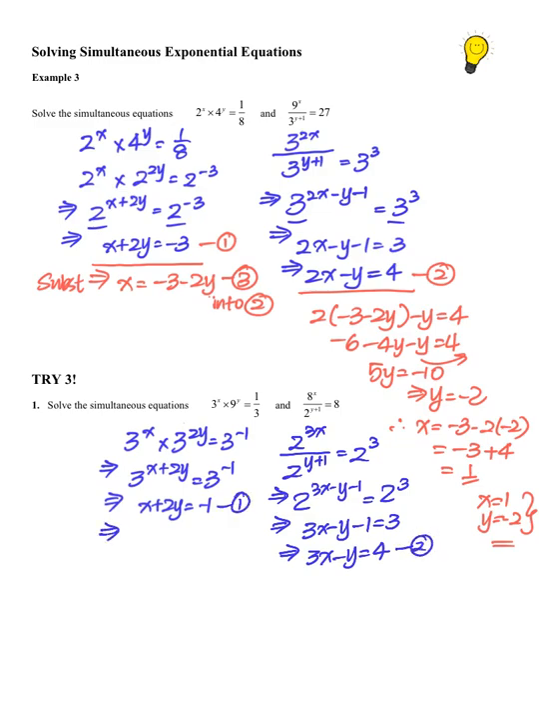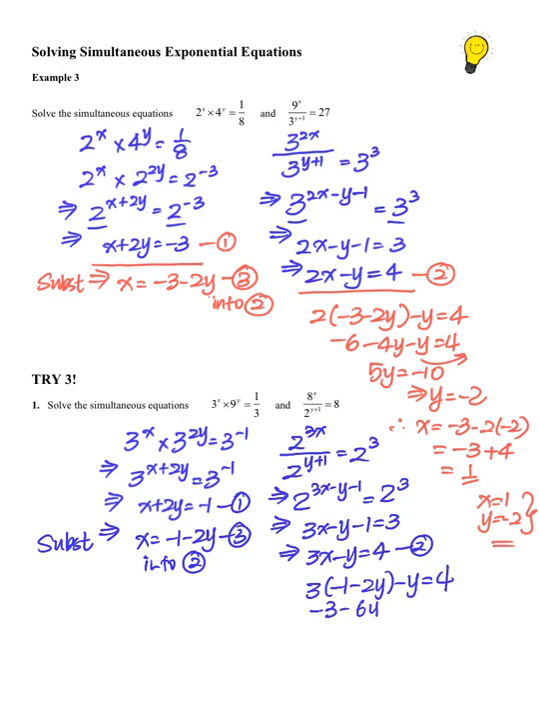So I can simplify equation 1 to x equals to minus 1 minus 2y. Okay, so I substitute equation 1 into equation 2. So I will have 3 times (minus 1 minus 2y) minus y equals to 4. So this is minus 3 minus 6y minus y equals to 4. Okay, so 7y equals to negative 7. So y equals to negative 1.